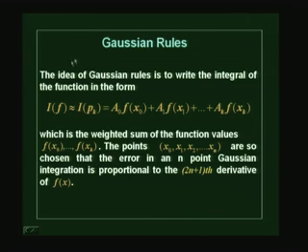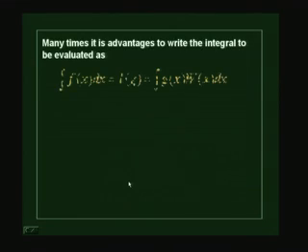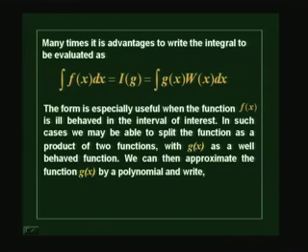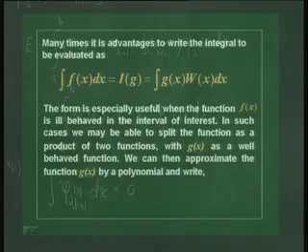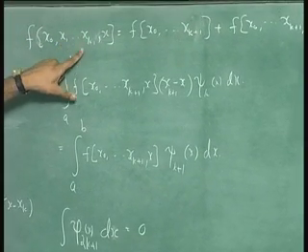So, the whole discussion of Gaussian rules is to find out how do we choose these points such that we have such a low error. That is the basic discussion which you would have today. So, the idea here is to write f of x dx as we said, I have split this function f into a product of two functions, that is g of x and w of x dx.